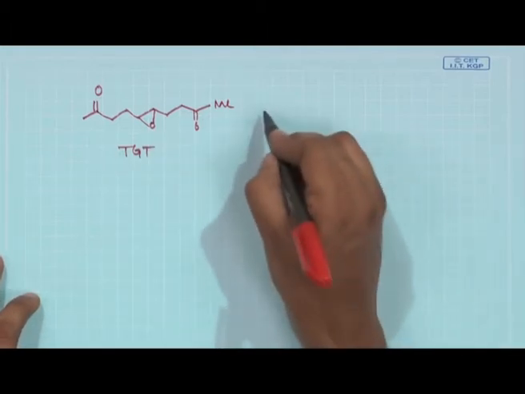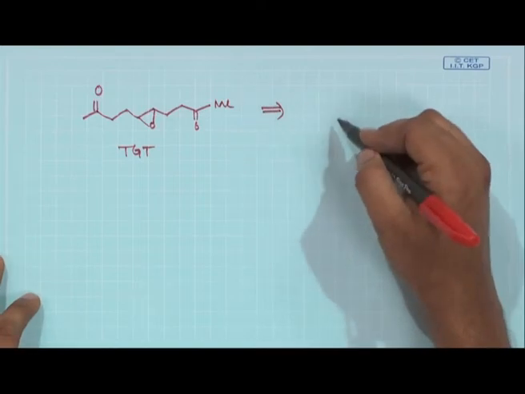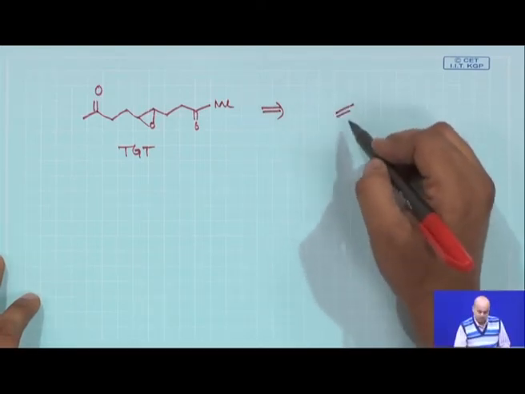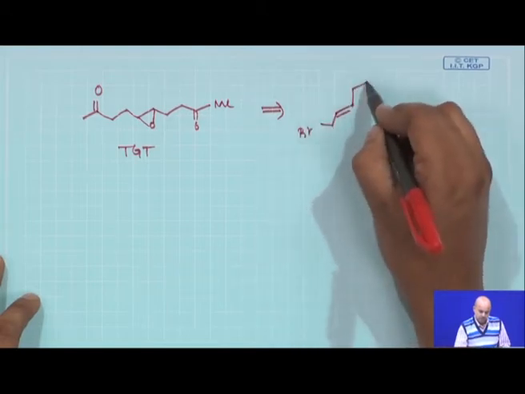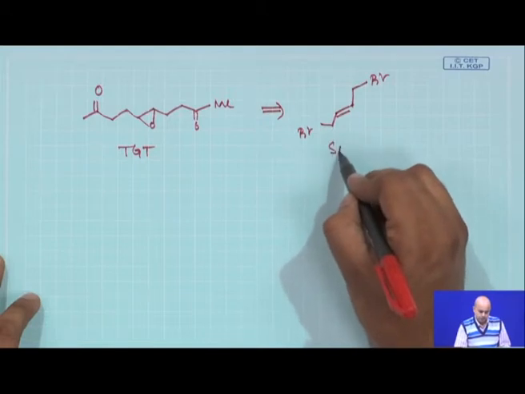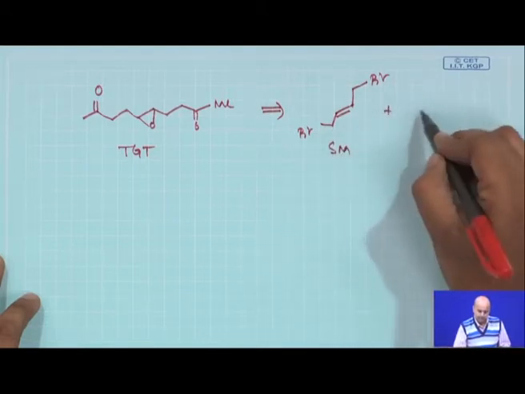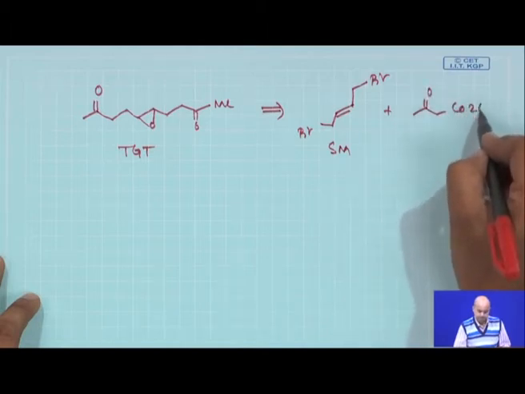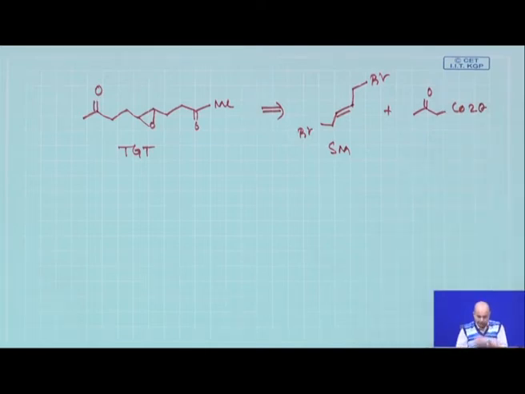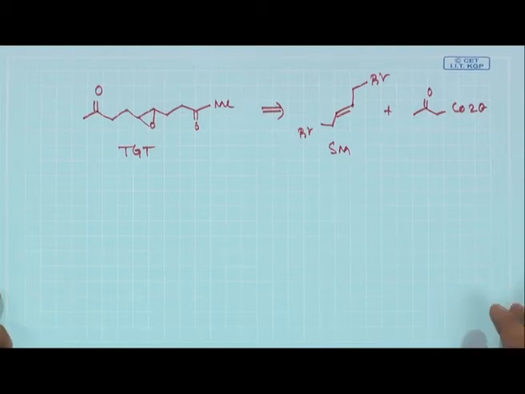A target molecule is this, and I say this target molecule can be accessed from this starting material with this CH3CO CH2 CO2 ET, right. And actually this seems to be simple.